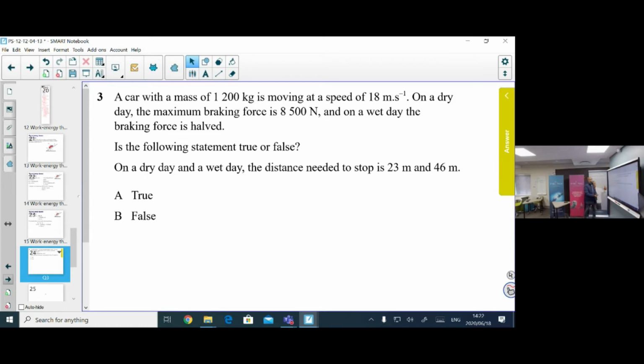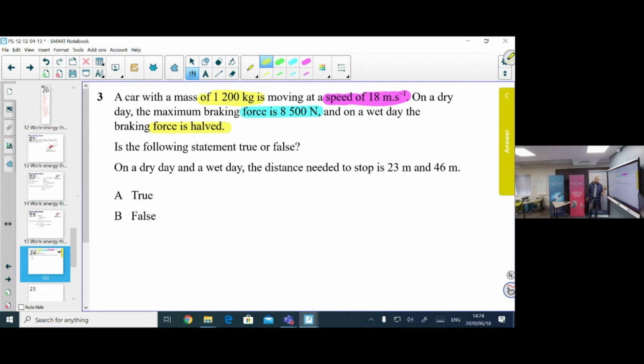A car with a mass of 1,200 kg is moving at a speed of 18 meters per second, and on a dry day the maximum braking force is 8,500 Newton. On a wet day, the braking force is halved. Is the following statement true or false?